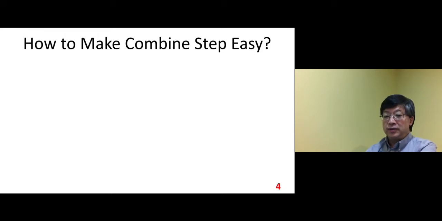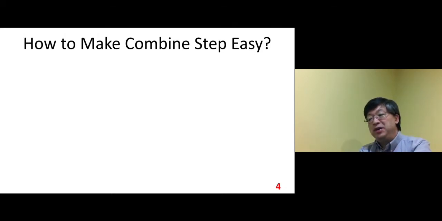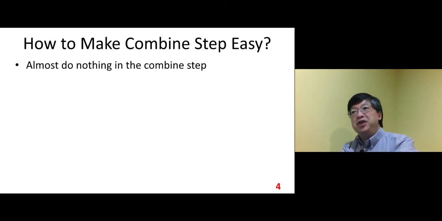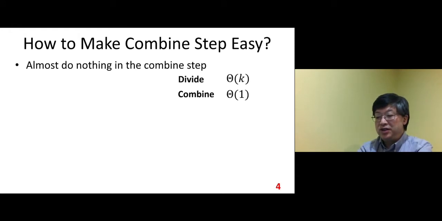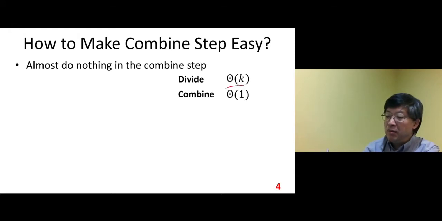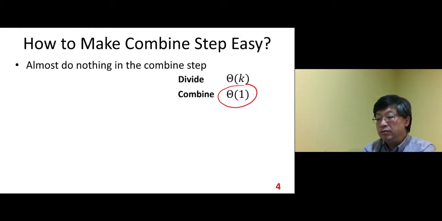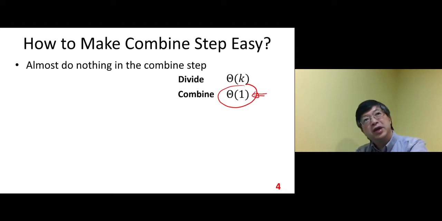Now the question: how to make the combine step easy? How much do we need to do? Almost nothing in the combine step. So what's the meaning of almost do nothing here? Let's see. The combine step, big theta of 1, almost do nothing, right? You need to do a little bit, the minimum. You need to do something, but that's the minimum you can do, right?